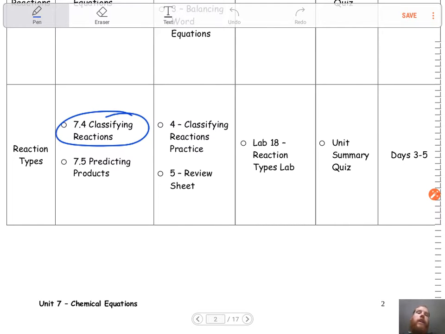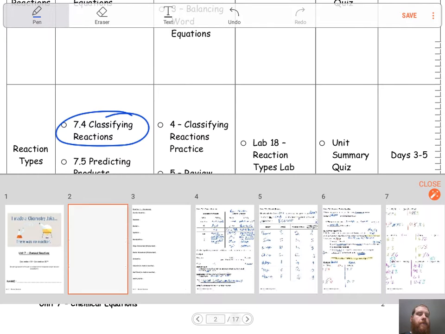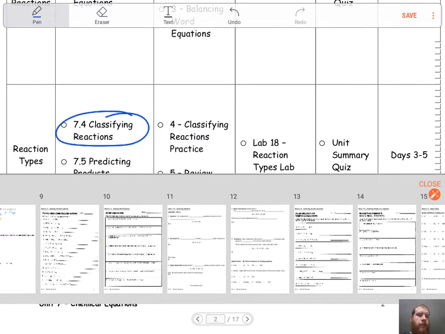It's very important that we can classify reactions because in video 7.5 we're going to be predicting products. So in that video you're going to be given reactants, and you have to write what the products are going to be based on what type of reaction it is. So let's dive in and kind of get going with it.